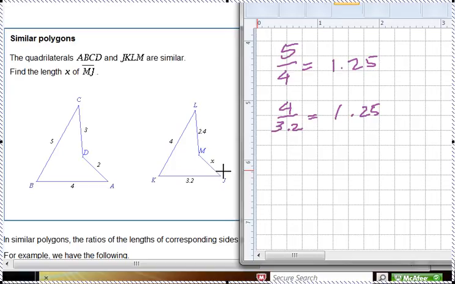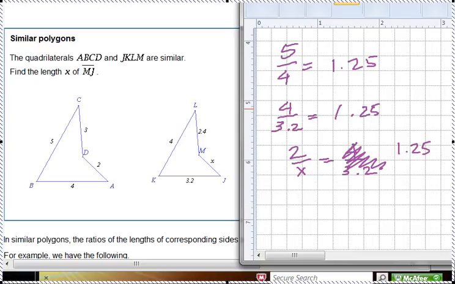So here's what I would do. You can choose two corresponding sides, and we can choose any two. Because if I take this divided by that and this divided by that, those should be equal to each other. All of these ratios should equal 1.25. Does that make sense? So let's try it this way. Let's go with 2 divided by x is the same as 4 divided by 3.2. Now we already know that 4 divided by 3.2 is 1.25.